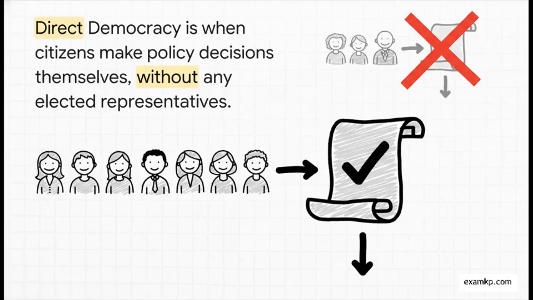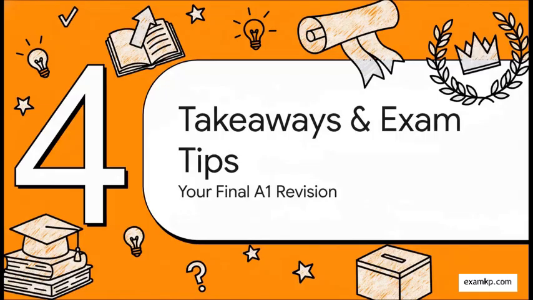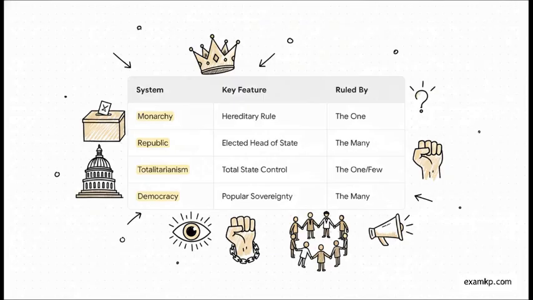Okay, we're on the home stretch now. Let's move into our final section. Think of this as your ultimate cheat sheet, the key info you need to lock down to secure that A1 in government. Let's do a super quick rapid-fire review. You see monarchy, you think hereditary rule, the one. You see republic, you think elected head of state, the many. Totalitarianism, total state control, the one or the few. In democracy, popular sovereignty, the many. Seriously, take a mental picture of this table.